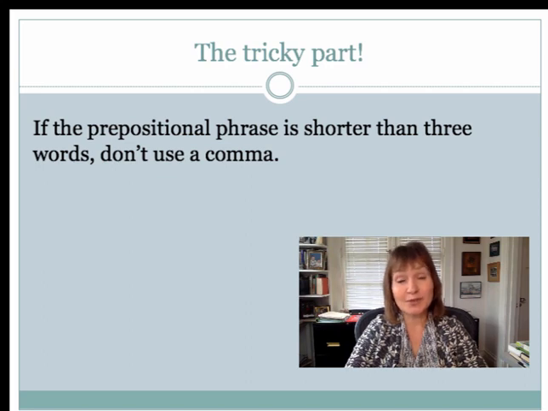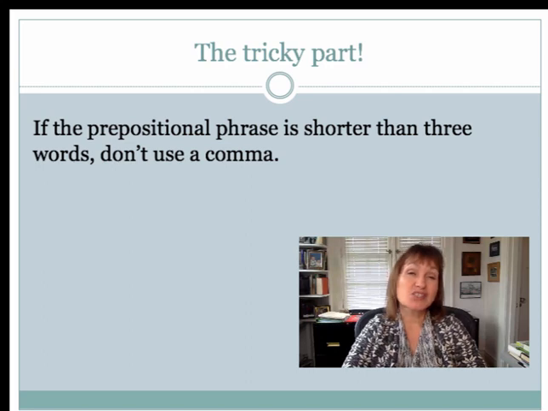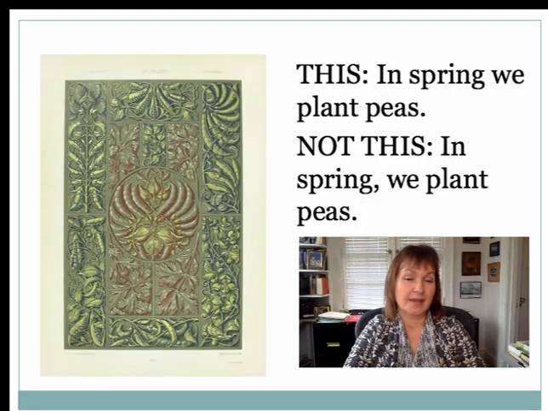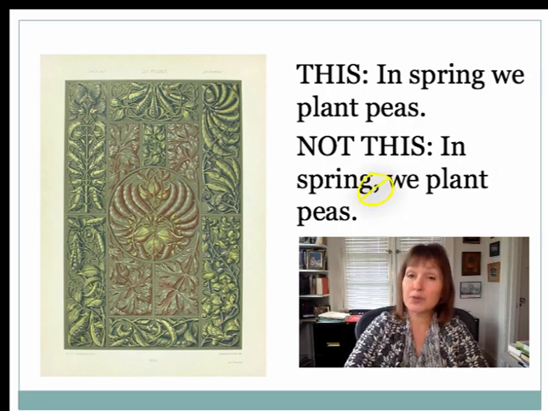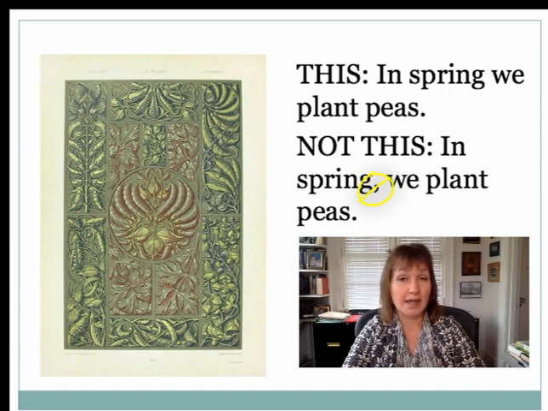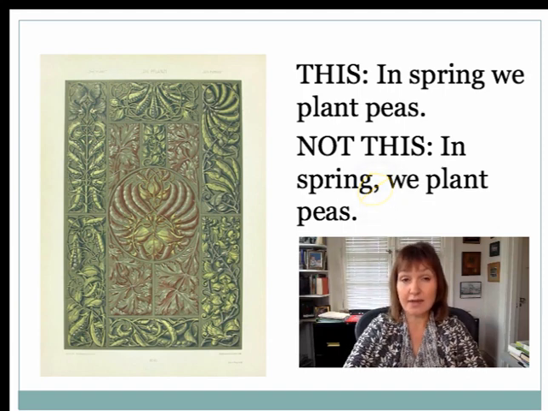Okay, you knew that there was going to be a tricky part. Here's the deal with prepositional phrases. If a prepositional phrase is shorter than three words when it appears at the beginning of a sentence, don't use a comma. For instance, you would say, in spring we plant peas. You don't need a comma between spring and we. You don't need to say, in spring, comma, we plant peas, because it's only two words, it's super short, and the comma just isn't necessary.